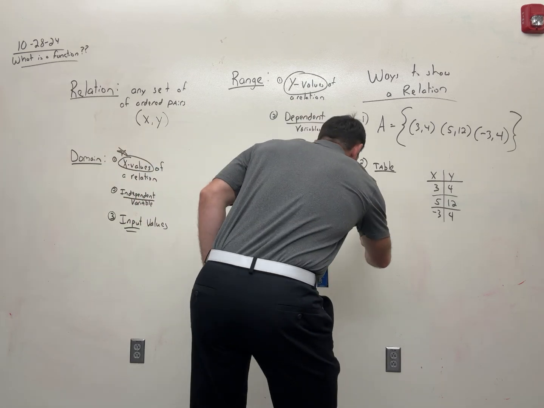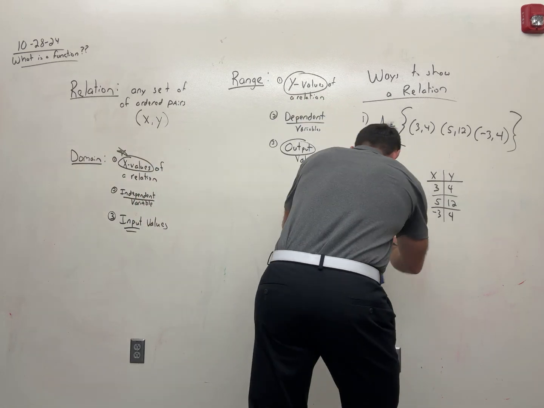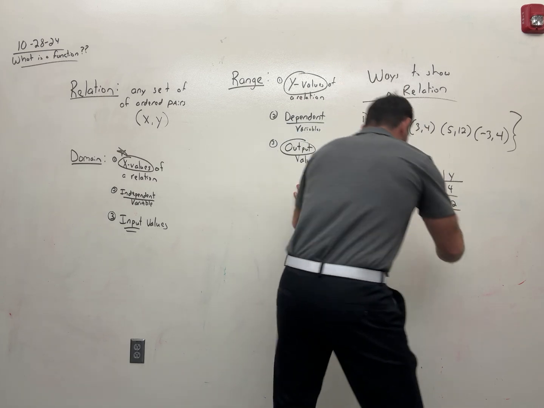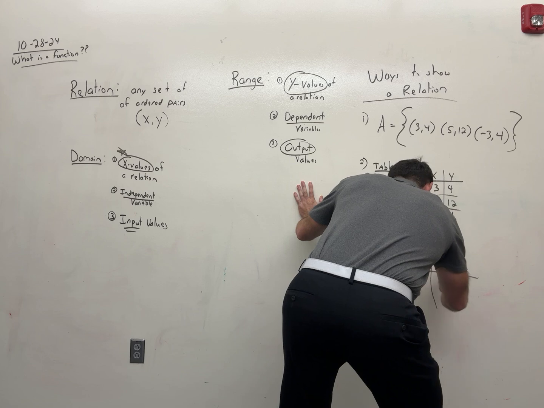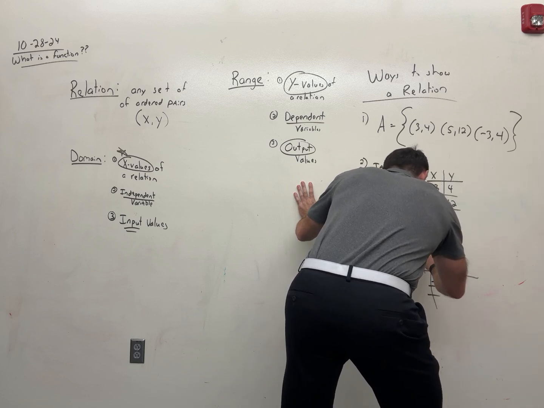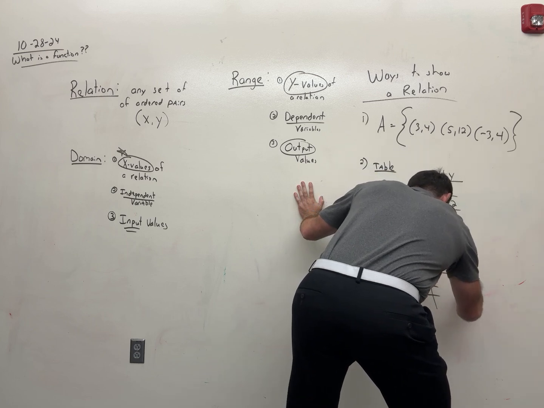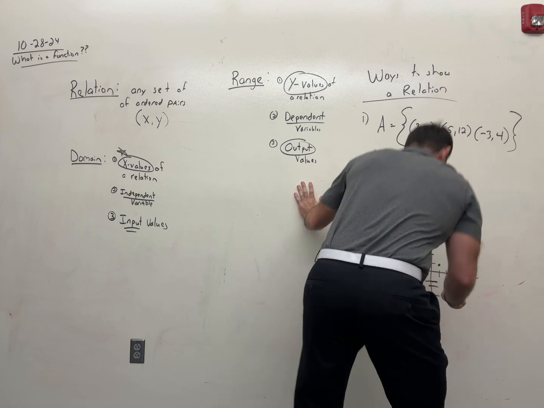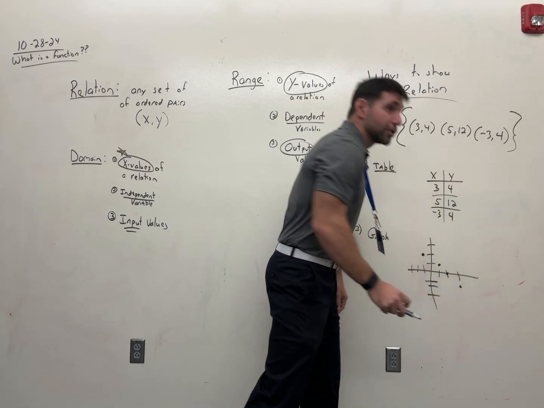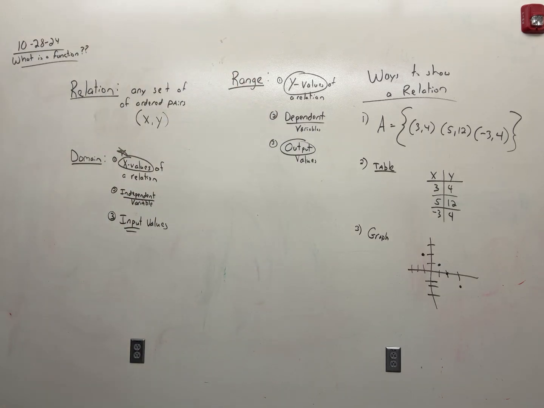Another way to show this is with a graph. I'm not going to graph 5, 12, but I could have a graph with 1, 2, 3 in each direction. And I could have this point, this point, this point, this point, okay? So a graph is another way to show a relation. Have I lost anybody yet? Okay. There is one more.